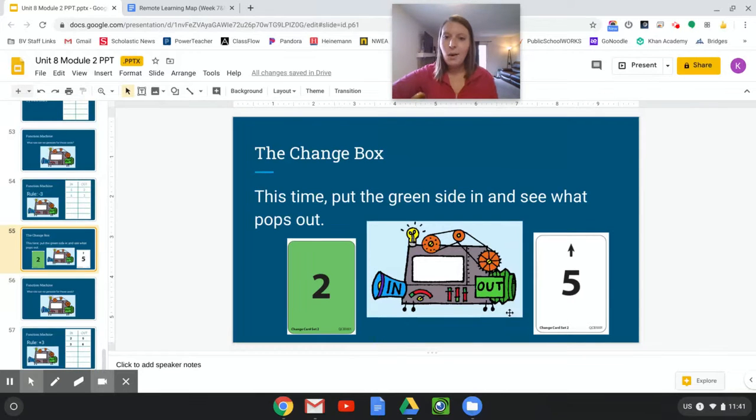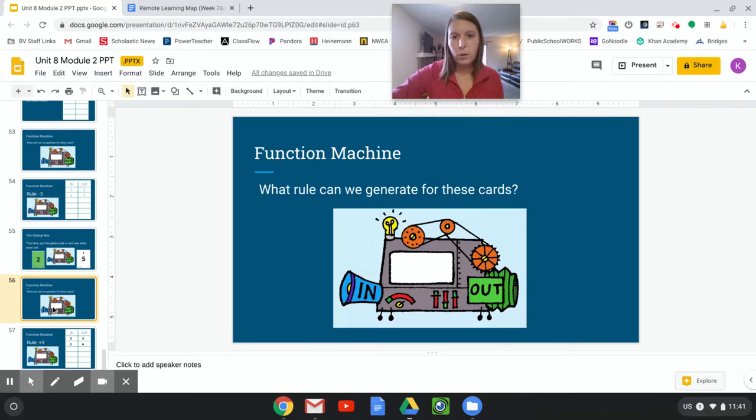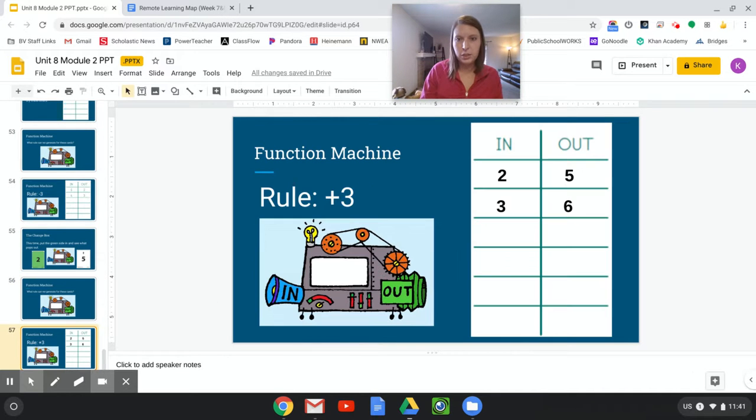Now the question is, how much are we adding? If we start with a 2, how many would we need to add to have a 5 come out? 1, 2, 3. We added 3. 2 plus 3 equals 5. So what do you think the rule is for this function machine? Adding 3. So 2 plus 3 equals 5. If we have 3 and we add 3 more, that would give us 6. Now let's try a couple more numbers.